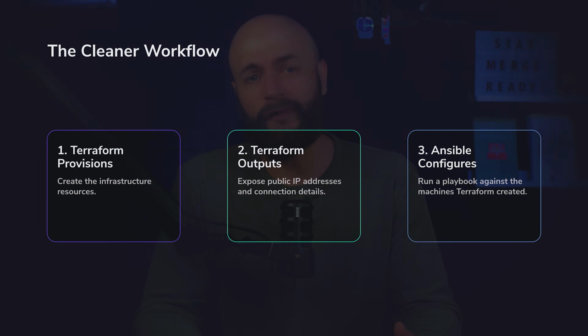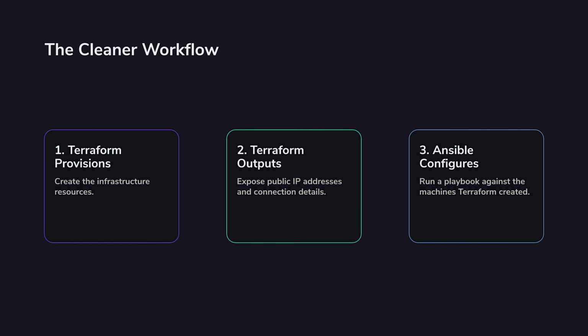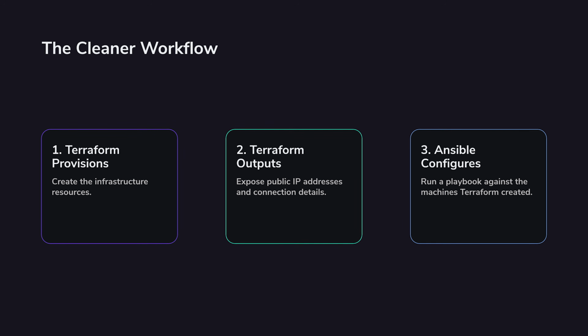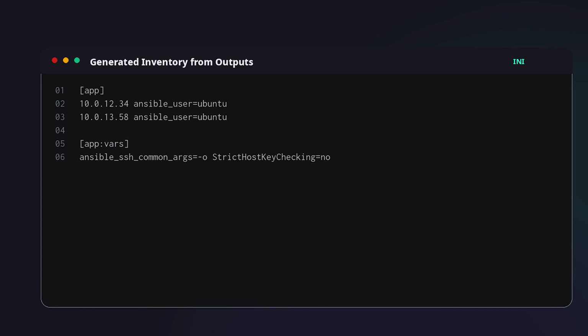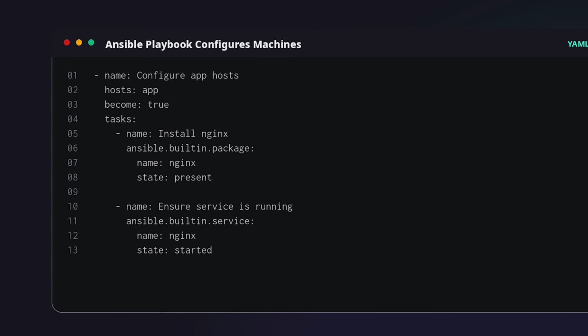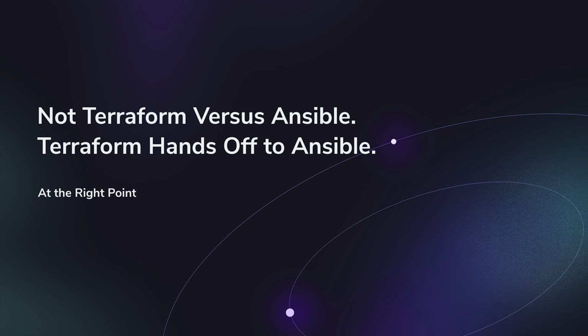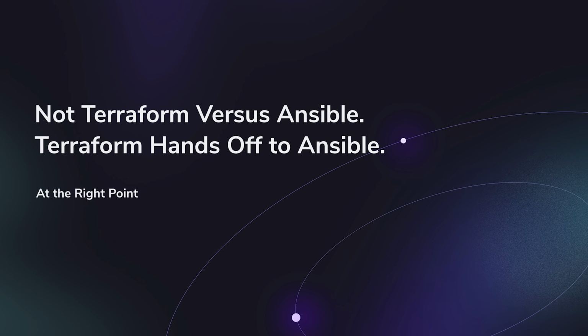So the cleaner workflow looks like this. Terraform provisions the infrastructure, Terraform exposes the useful details in outputs like a list of public IP addresses, and those outputs become Ansible inventory. And then Ansible runs a playbook against the machines that Terraform created. That separation keeps the workflow sane. If you add another instance later, Terraform handles the infrastructure change, then Ansible configures the new machine. If you change a package, service, or config file, that belongs in the Ansible playbook, not buried inside Terraform. It's by no means Terraform versus Ansible. It's Terraform handing off to Ansible at the right point.